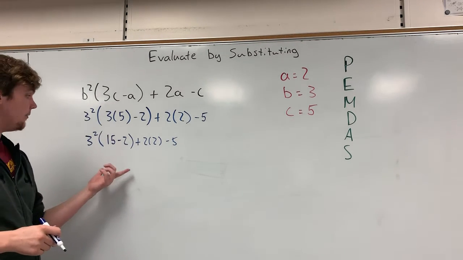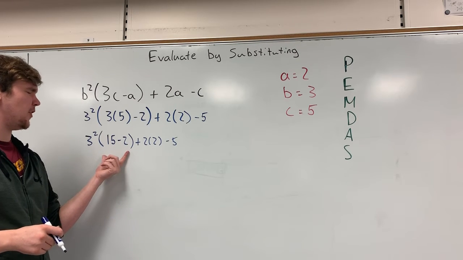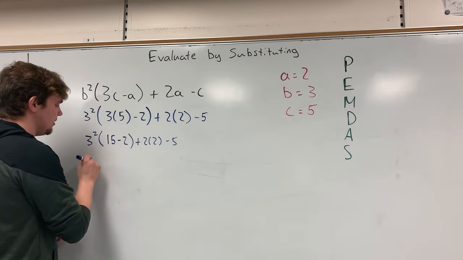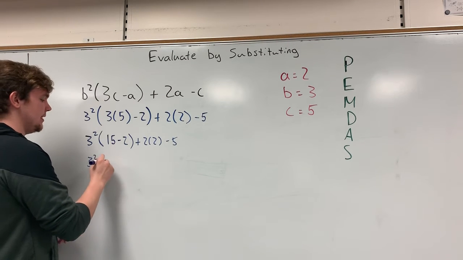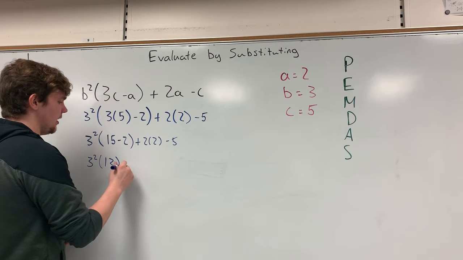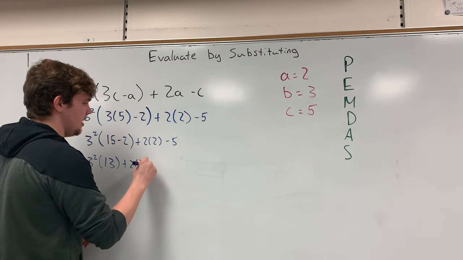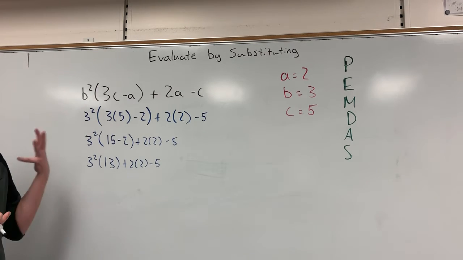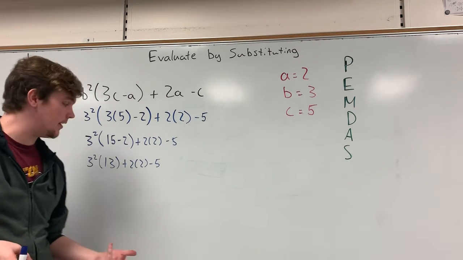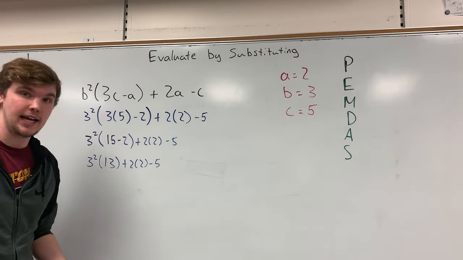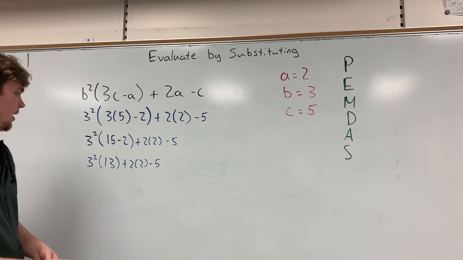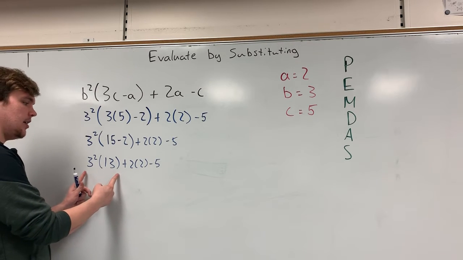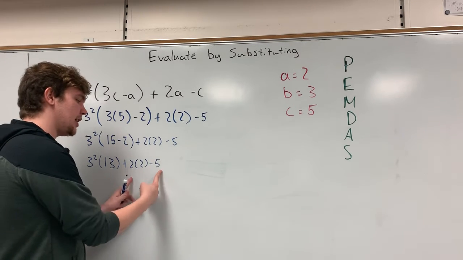Okay, and then I'm going to further simplify this parenthesis by doing 15 minus 2. Okay, so 15 minus 2 is 13, and then plus 2 times 2, and minus 5. Okay, so we've simplified our parentheses as much as we can. Now the next thing I need to look at is, well, what else do I have in this problem? I have an exponent here. I have multiplication here, and subtraction here.